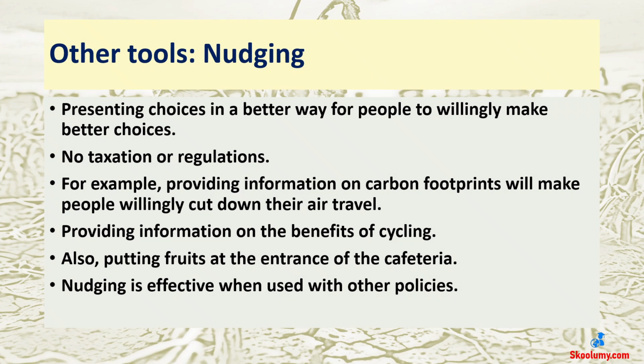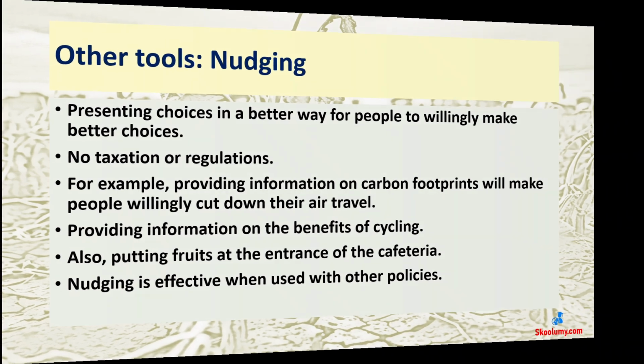Other tools, nudging, presenting choices in a better way for people to willingly make better choices. No taxation or regulations. For example, providing information on carbon footprints will make people willingly cut down their air travel. Providing information on the benefits of cycling. Also, putting fruits at the entrance of the cafeteria could encourage people to eat them. Nudging is effective when used with other policies.